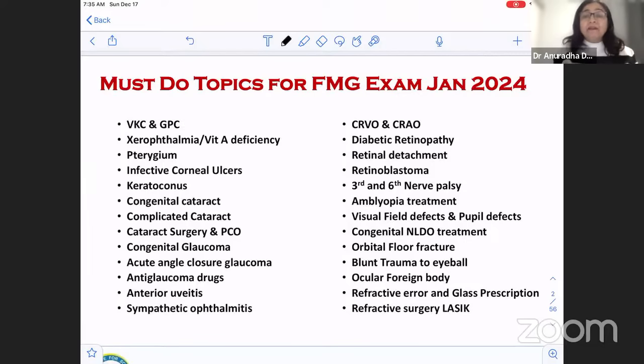A question can come based upon orbital floor fracture and blunt trauma to the eye, so please go through that. Then ocular foreign bodies, whether superficial or intraocular, a question can come based upon that. And then refractive errors and glass prescription. And last but not the least, questions based upon refractive surgery, especially LASIK. So this is a list of the topics which you must go through.